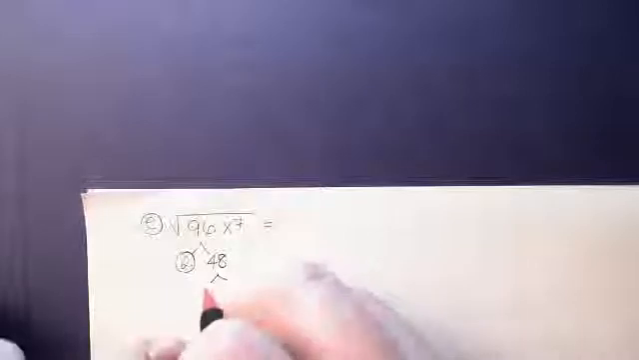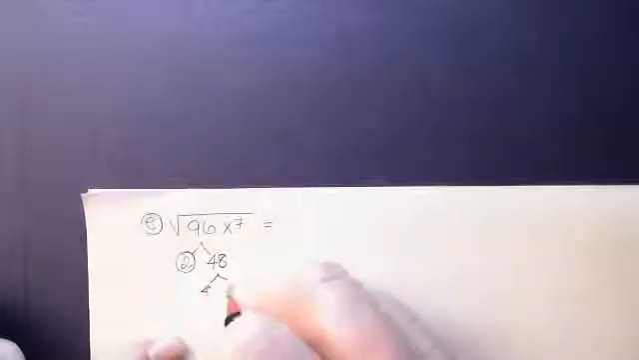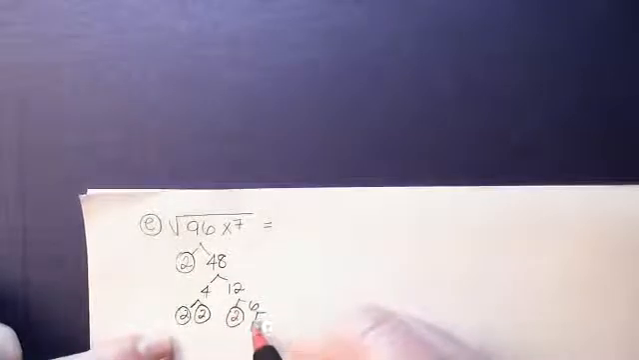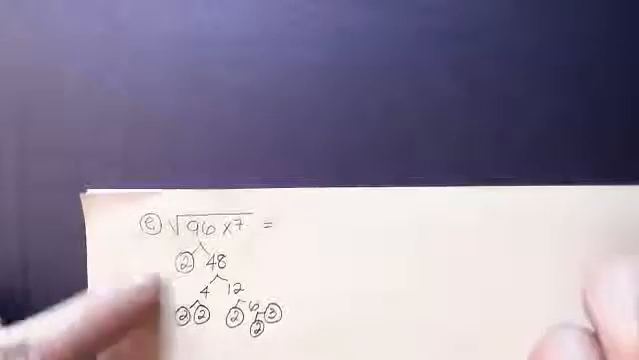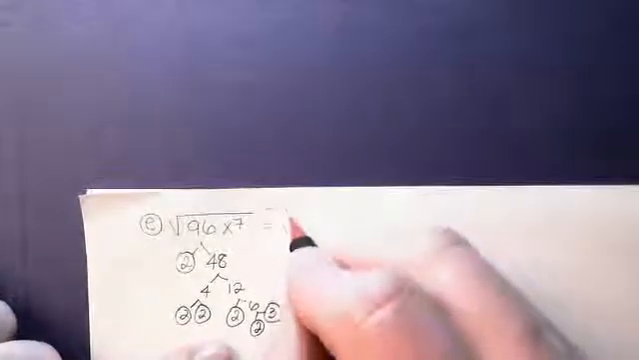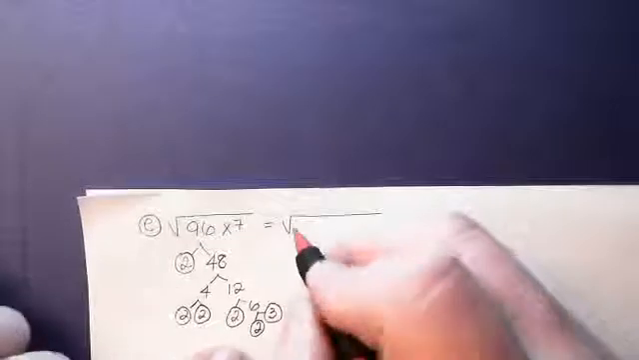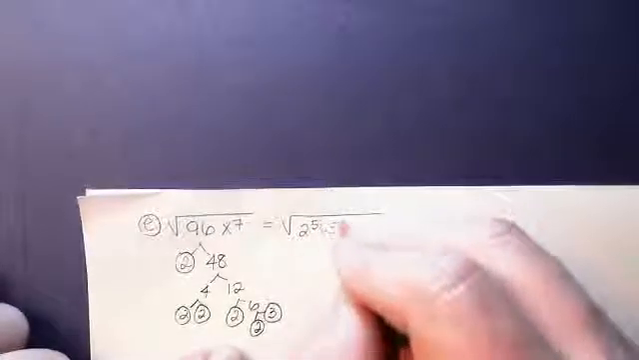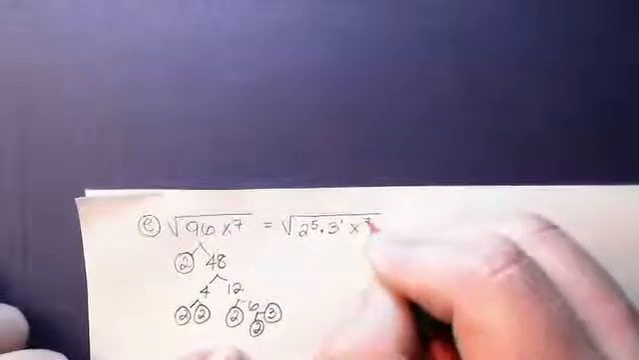Now let's split this guy. This would be 4 times 12. Are they prime? No, they're not, so let's split again. This would be 2 times 2, and this would be 2 times 6, and this would be 2 times 3. Alright, so this is my prime factorization. So as I can see, how many 2's do I have here? 2 to the 5th, and I have 1 3, and I have x to the 7th.